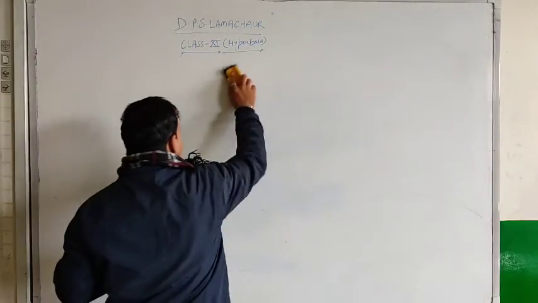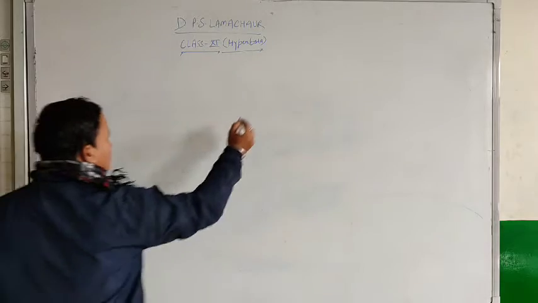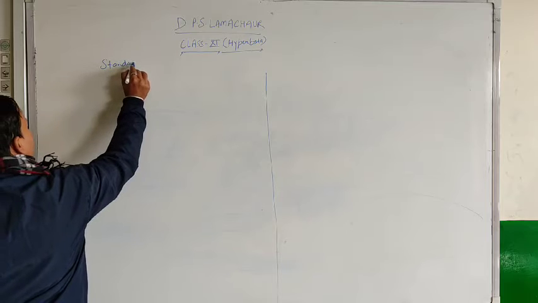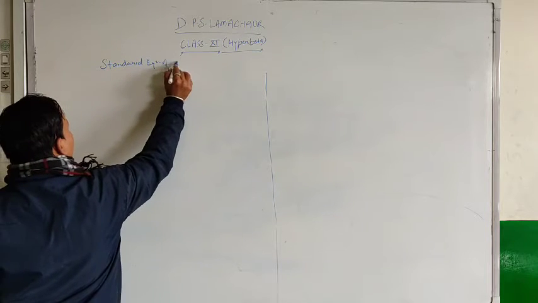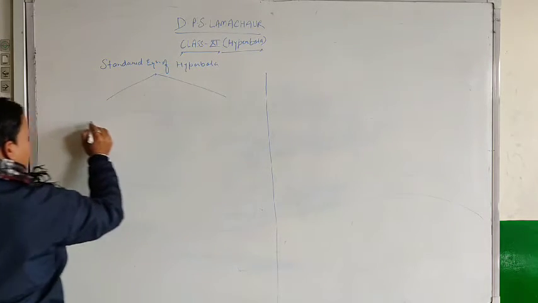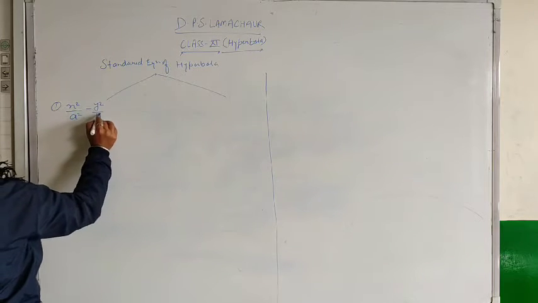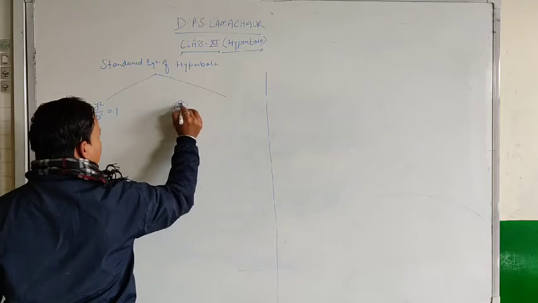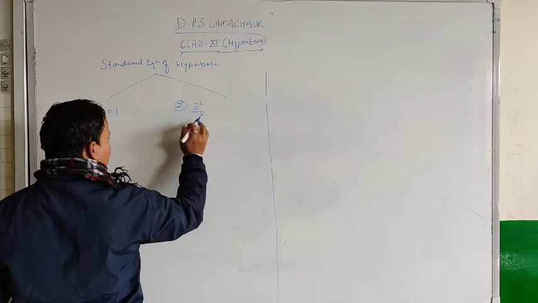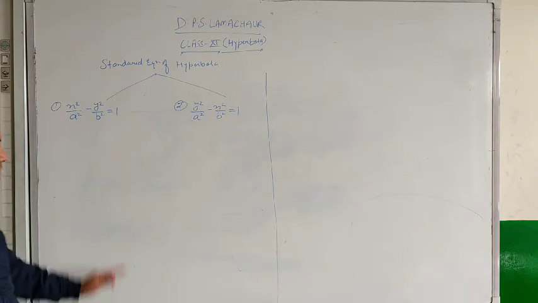Okay, now our next topic is the two standard equations of hyperbola. So there are two standard equations of hyperbola. The first is x square upon a square minus y square upon b square is equal to 1, and the second one is y square upon a square minus x square upon b square is equal to 1. Now see what is the difference between both of them.